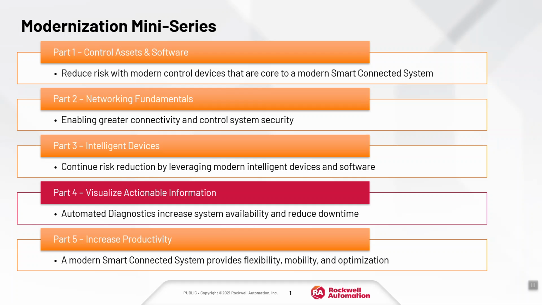We'll speak to visualizing actionable information. So how do you get automated diagnostics out of your control system to increase system availability and reduce downtime? And next week, as we wrap up our mini-series, we will be focused on increasing productivity. So part 4 and part 5, again, we're going to build on part 1, 2, and 3.